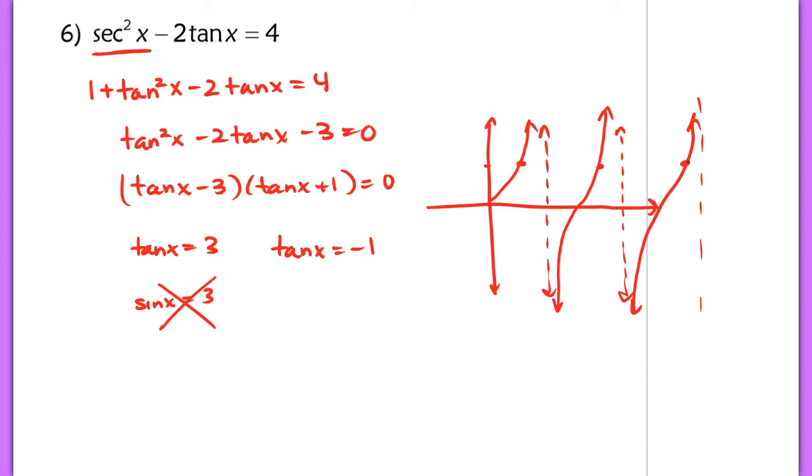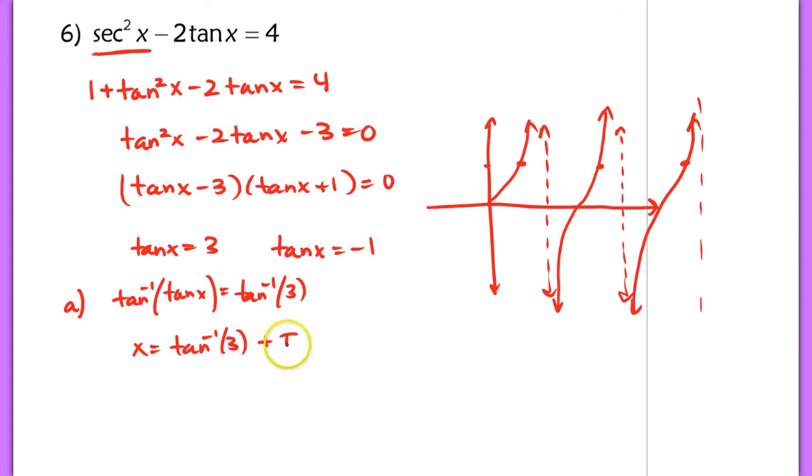So when we are solving this for all reals, your exact answer needs to involve inverse tangent. Okay, so I take the inverse tangent on both sides and I end up with x equaling the inverse tangent of 3 plus all values of pi n, multiples of pi n. So that would give me the exact values.